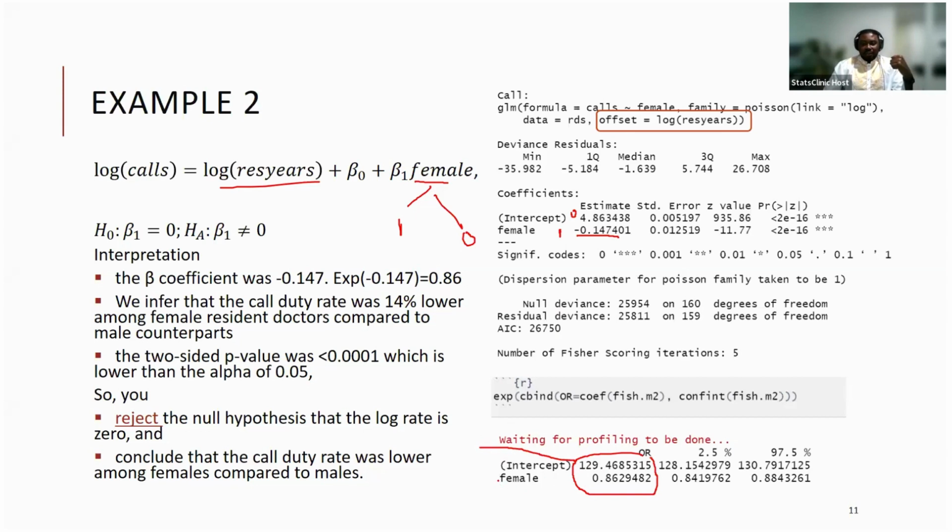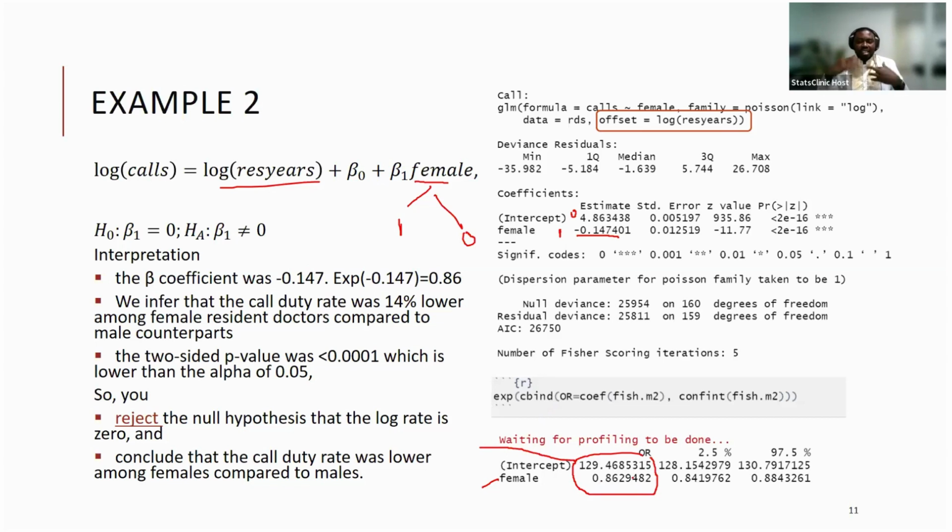But for the female, we say that the number of calls they have had per year is 14% less than the number of calls that males have had. The reason it is 14% less is because we take this 0.86 and see that it is less than 1. Because it is less than 1, we subtract it from 1. So 1 minus 0.86 is 0.14, which when you convert it to a percentage is 14%.